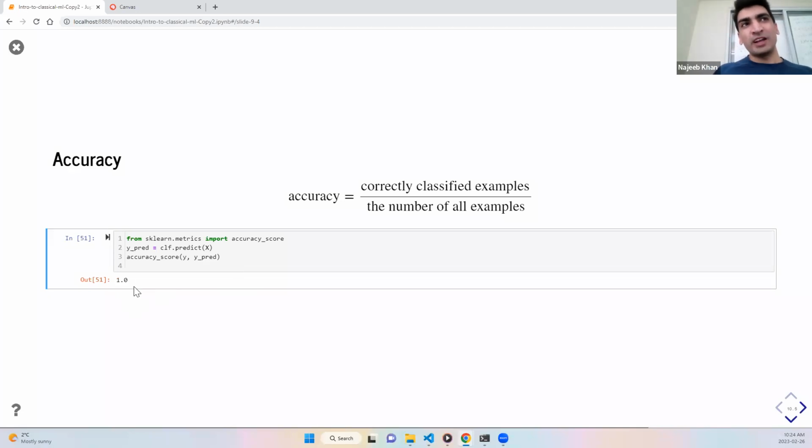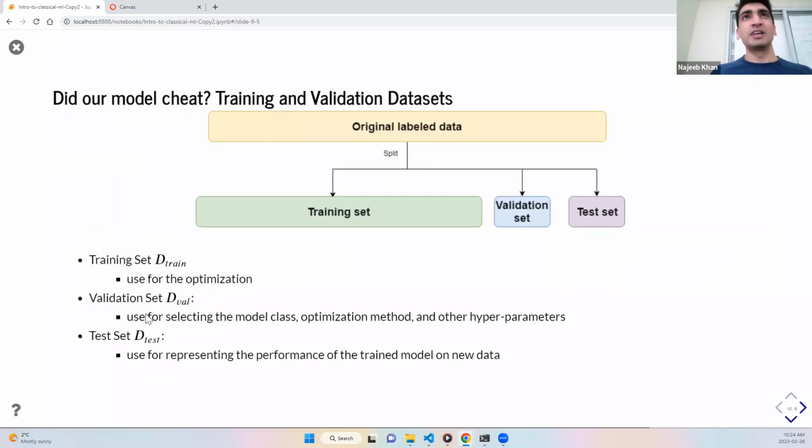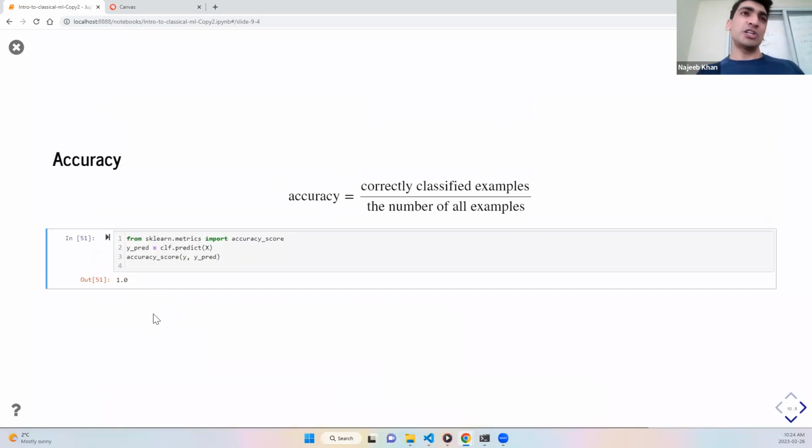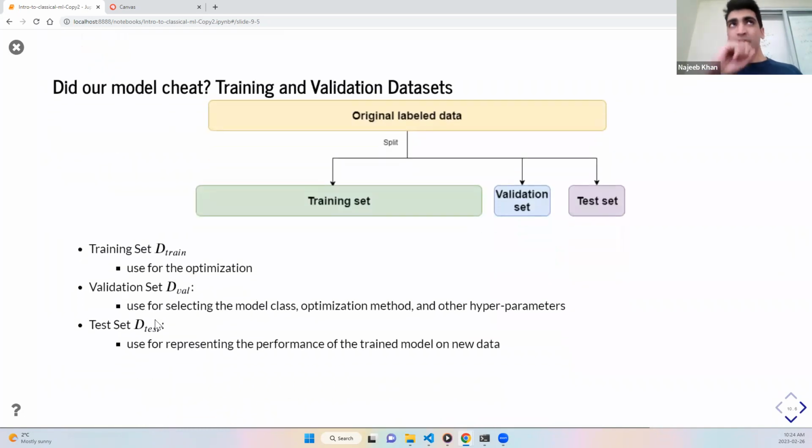And it says 1.0. That seems suspicious, because that means the model is 100% correct. So why would that be? In machine learning, you never have 100% accuracy, because you never have certainty that your model will always work. It's always less than that. So maybe something happened there. So the question is, did our model cheat?